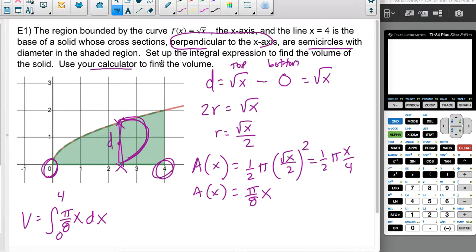Now, I say you can use a calculator. This is one you can do by hand. If you were doing this by hand, this one is actually doable by hand. Not all of them are. You'll see the difference as we move forward. Some of them are awful.